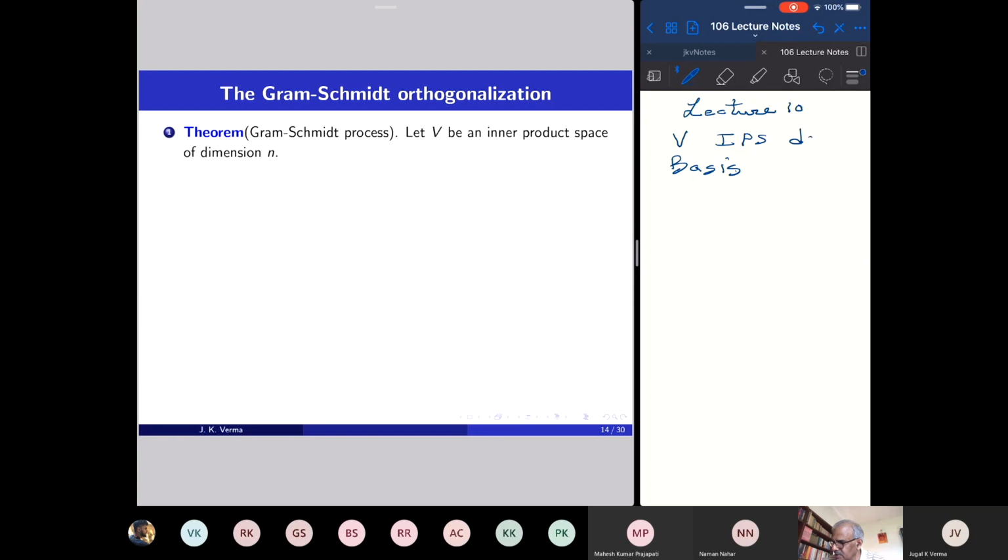and suppose the dimension of V is equal to n. We fix a basis of this inner product space, and we want to apply this process called the Gram-Schmidt process, and it will result in a new basis, so that the vectors in this basis are mutually perpendicular.